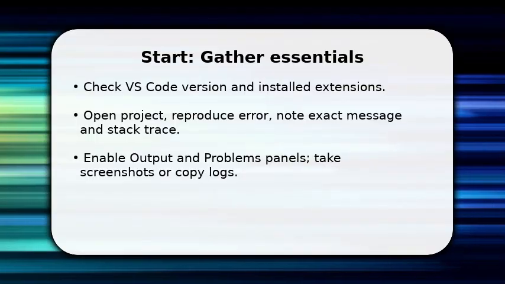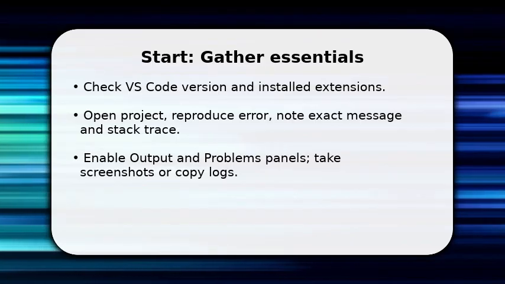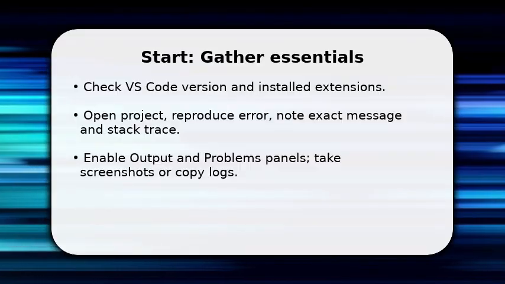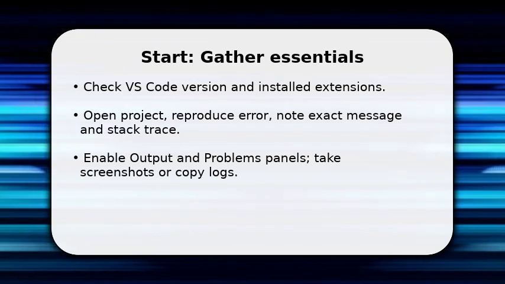You begin by collecting precise context: VS Code version, active extensions, and the exact error message. Reproduce the issue so you see it reliably, then open the Output and Problems panels to capture logs. Once done, copy the stack trace and any error codes. This lets you rule out transient problems versus configuration issues. Make sure to note the workspace settings and launch configuration, because those often explain mismatches between expected and actual behavior.